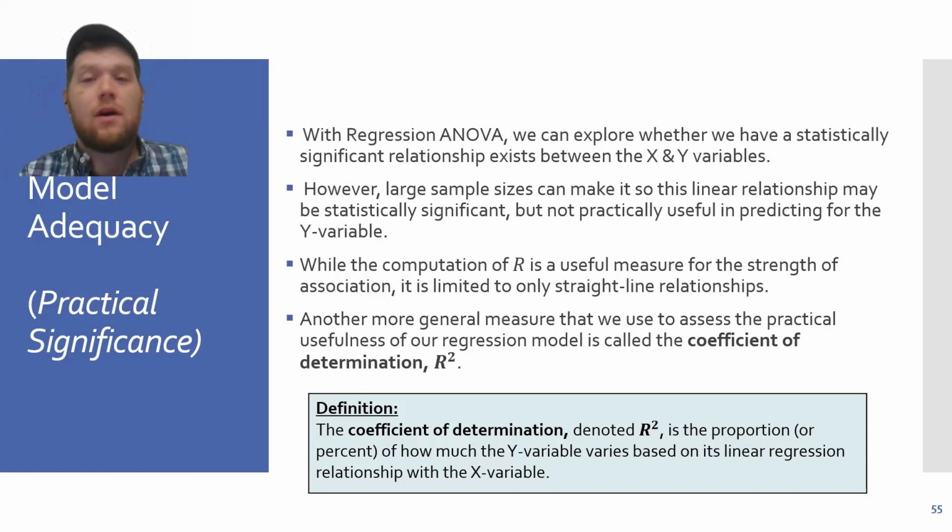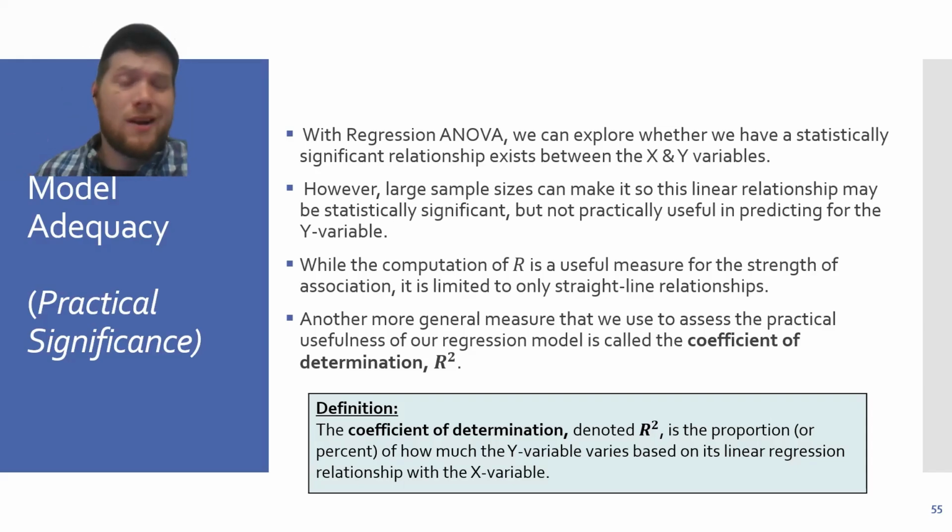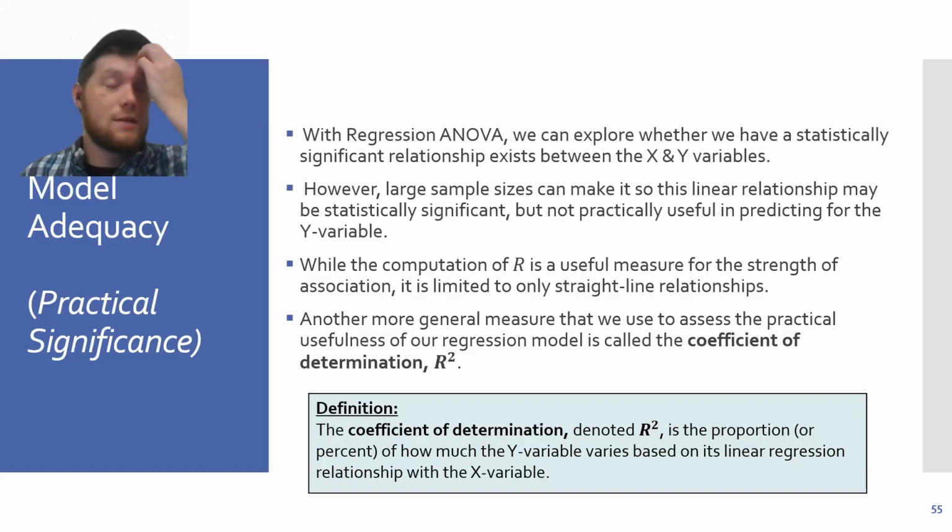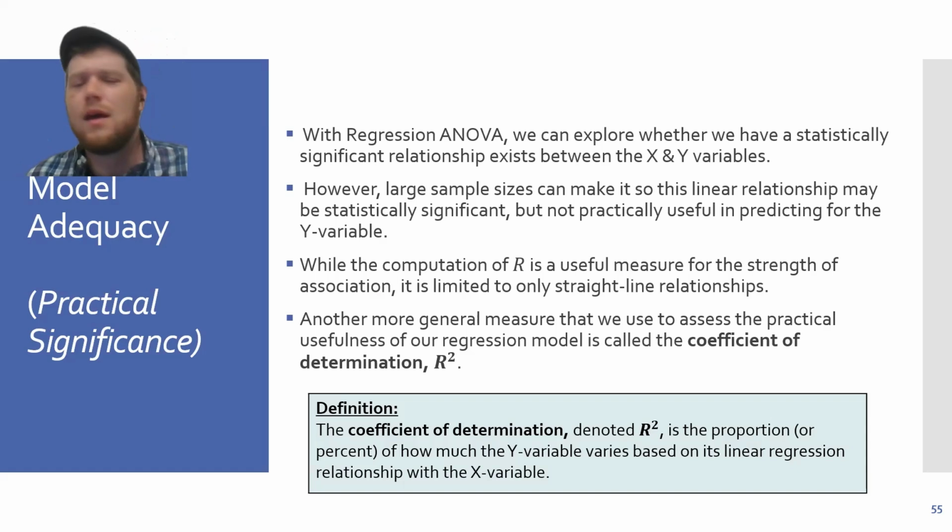The computation of R is only useful for the strength of association when it's a straight line relationship. If we don't have a straight line, how would we deal with that? We do so with another measure that also coincides with the correlation coefficient. This is called the coefficient of determination, or R squared, which talks about the practical usefulness, or the model adequacy, of our regression model. The coefficient of determination, R squared, is the proportion or percent of how much the y variable varies based on its linear regression relationship with the x variable.